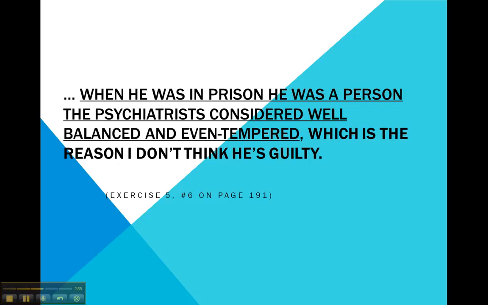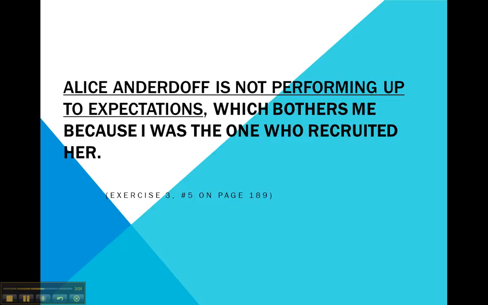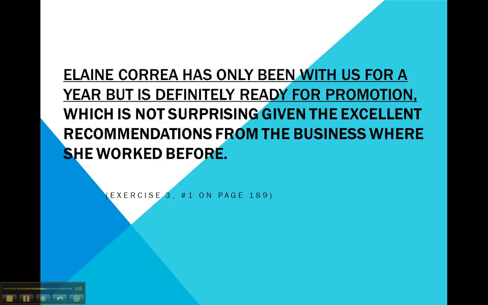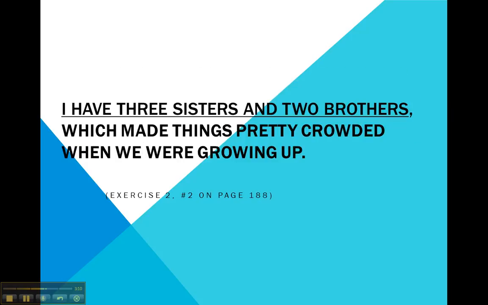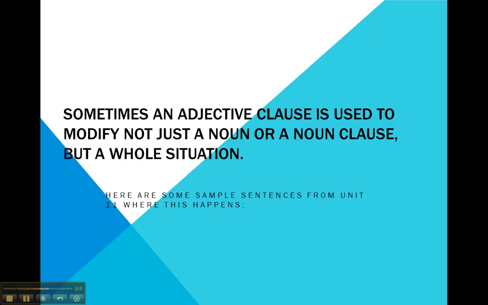Okay, let me just go back, and you'll notice as I go backwards through this, all of these have commas. Every time I do this, it ends up to be a non-identifying adjective clause. And that's something that seems to be always true when you're using an adjective clause to modify a situation.